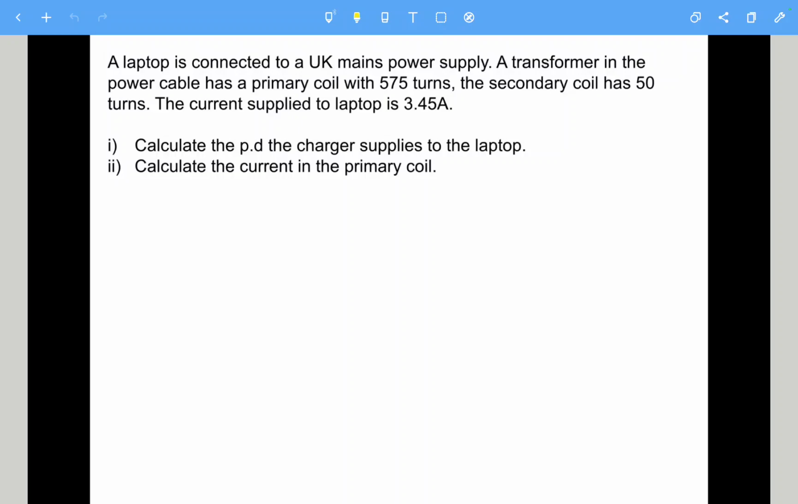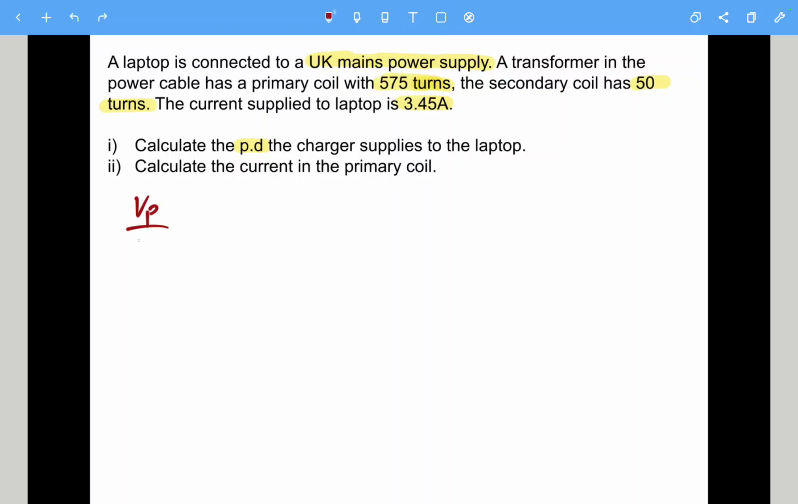So a laptop is connected to a UK mains power supply. Transformer in the power cable has a primary coil with 575 turns, secondary coil has 50 turns, and the current supply to the laptop, which is the secondary, is 3.45 amps. Calculate the PD, potential difference, which is voltage, the charger supplies to the laptop. So we're looking for secondary voltage.